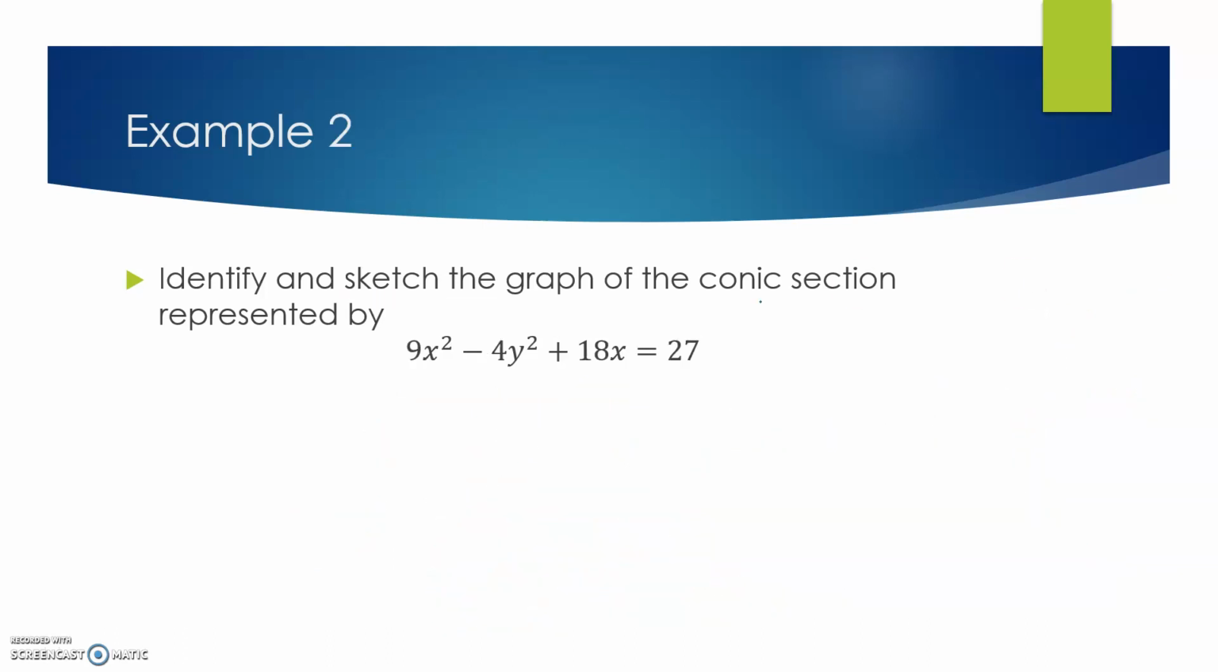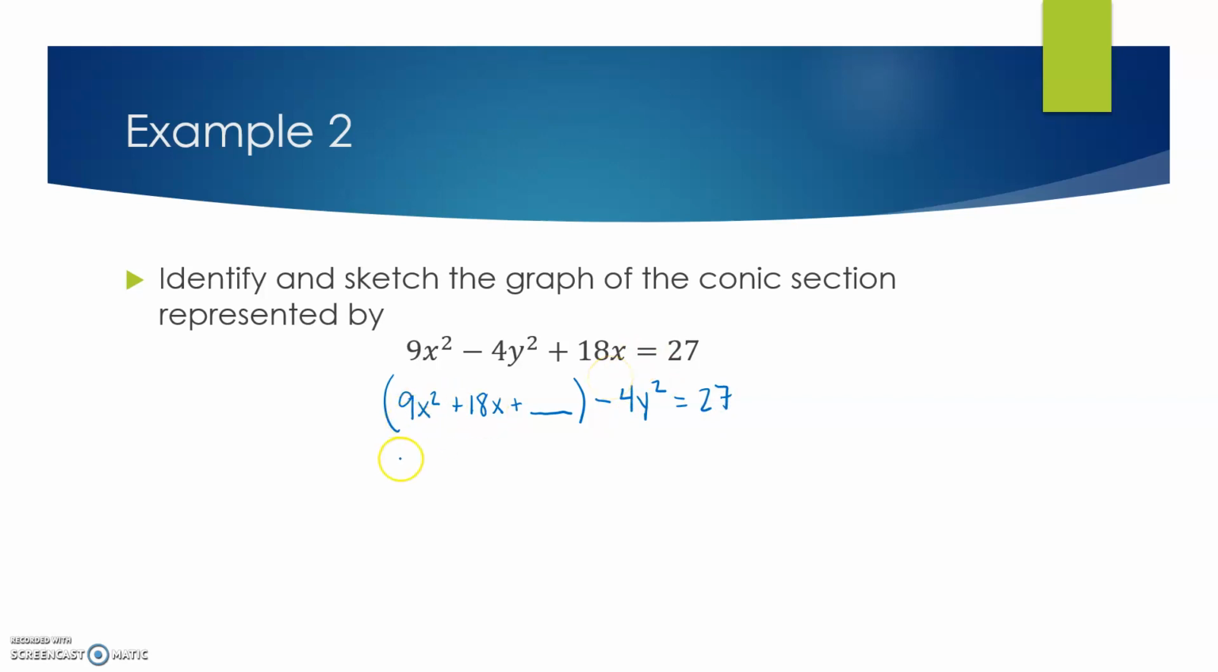All right, identify and sketch the graph of the conic section represented here. So let's get our x's together. We've got 9x squared plus 18x. Again, I'm not changing the sign. I'm just rewriting the order. And I'm going to go ahead and put that plus blank in there because I know I'm going to have to complete the square. Then we've got minus 4y squared equals 27. There's no other y value, so I can just leave it like this.